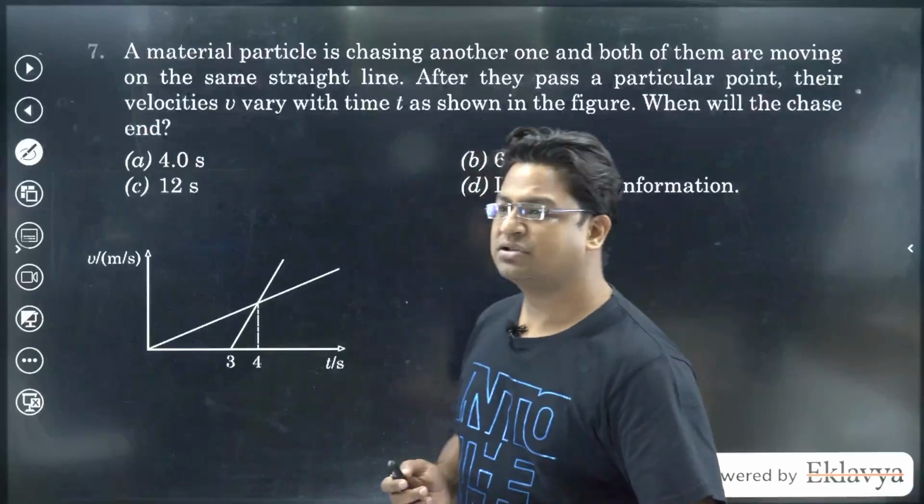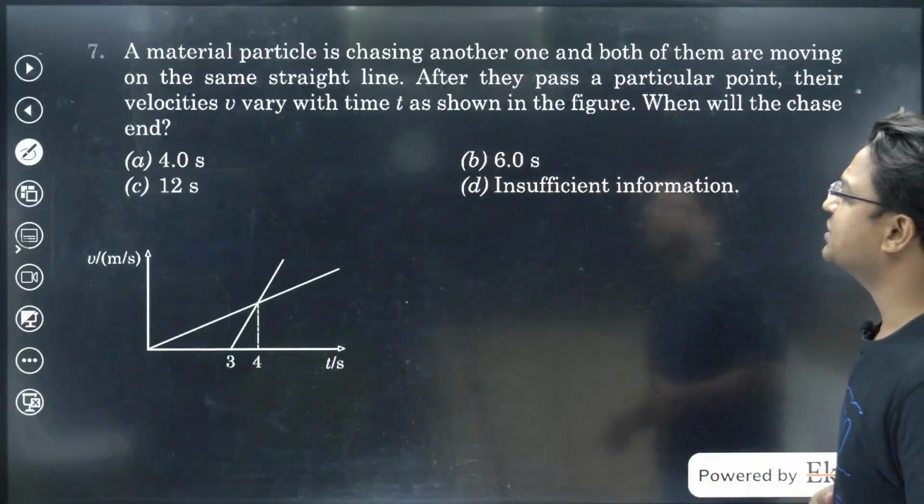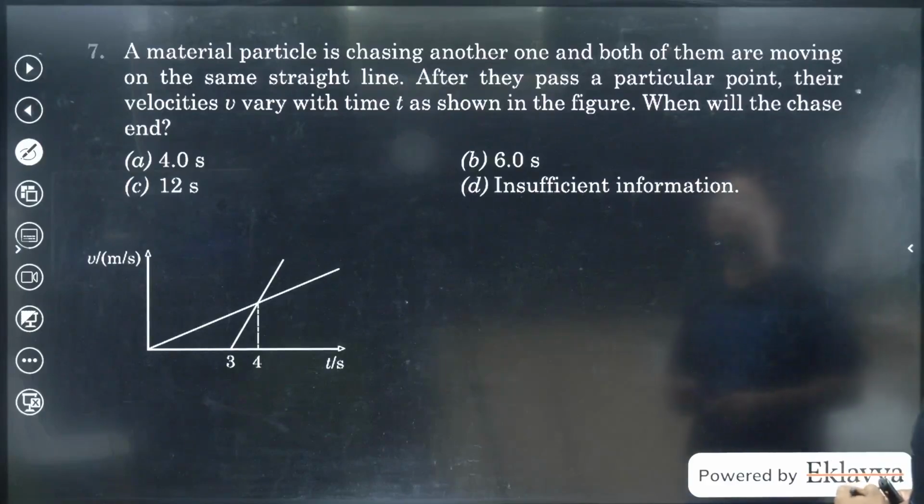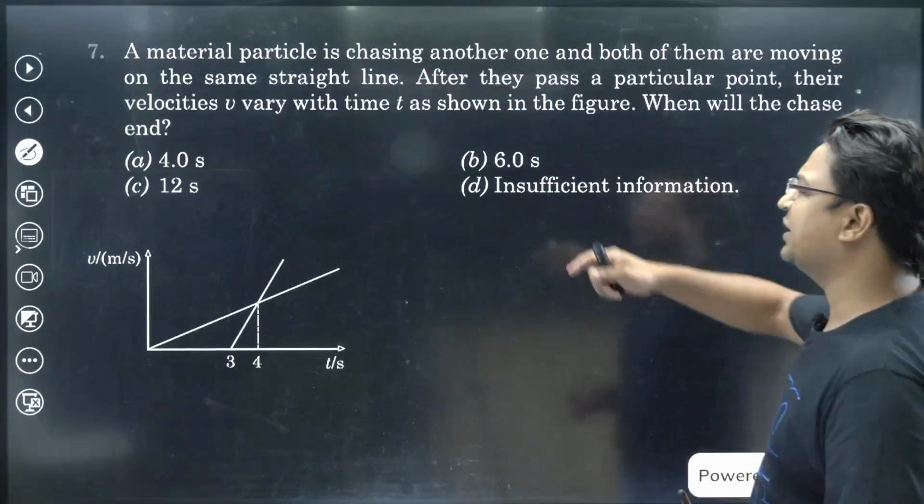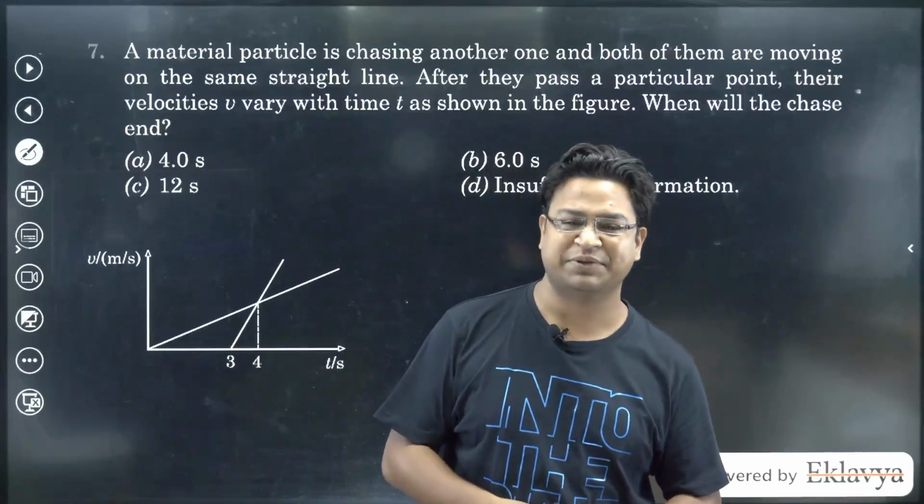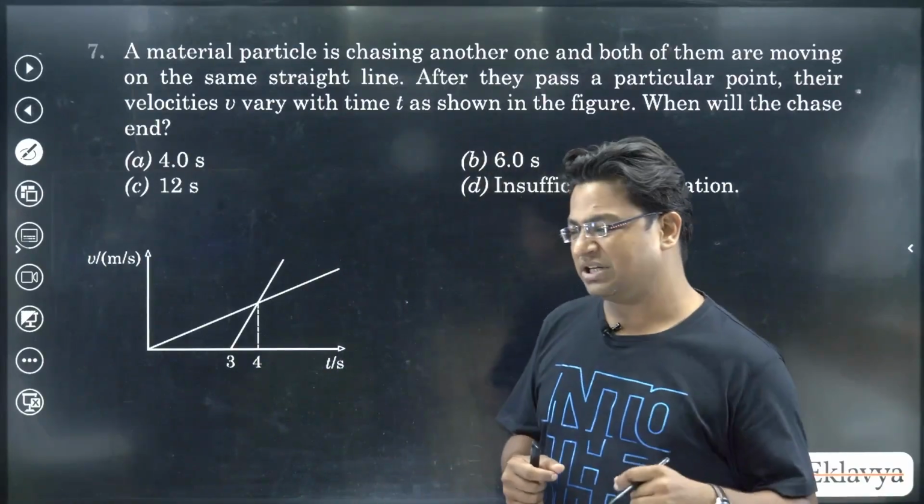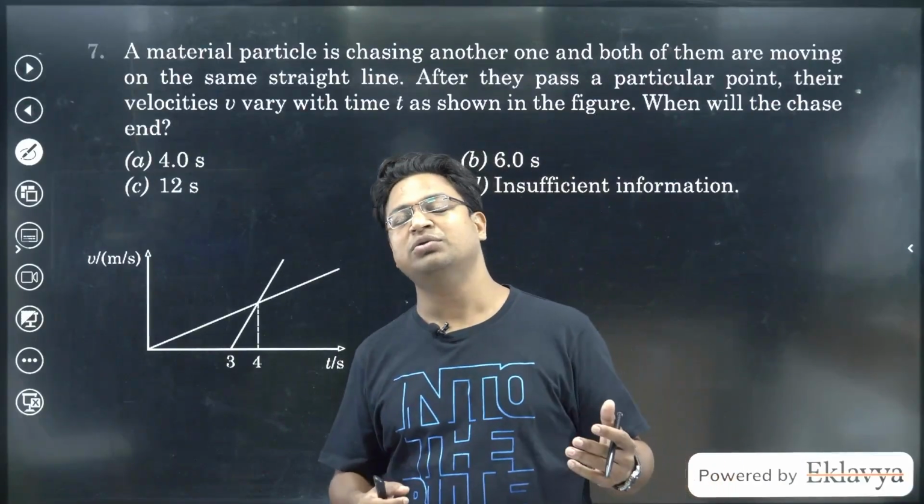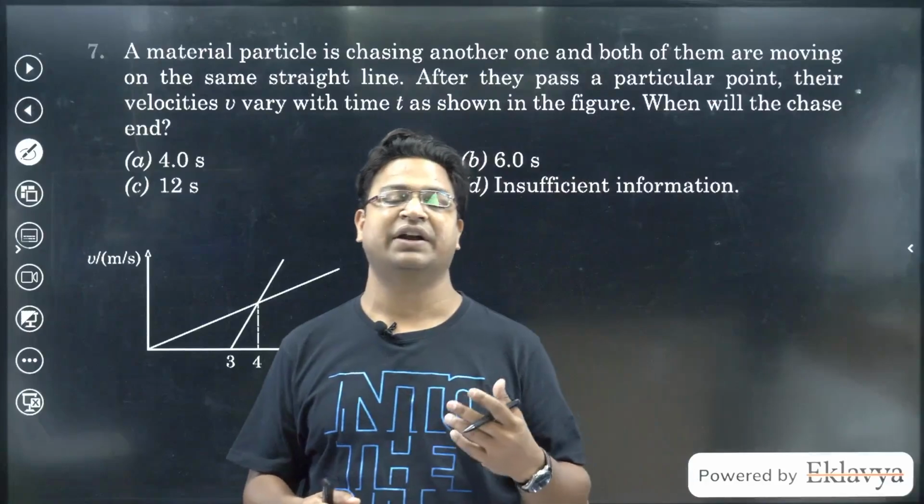Okay, nice, good question. Now the next question says a material particle is chasing another one and both of them are moving. Why, in many questions of this book, has the word material particle been used? Material particle basically means that something, matter, is moving, which basically rules out the cases of infinite acceleration and infinite velocities.